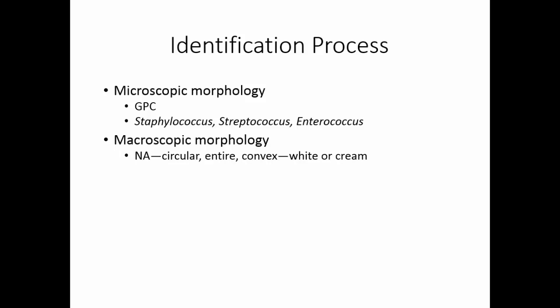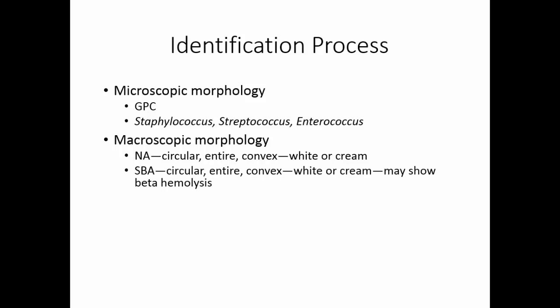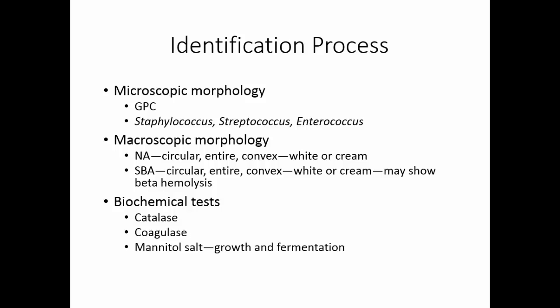On nutrient agar, Staphylococcus tends to grow as circular, entire, and convex colonies that are either white or cream-colored depending upon the species. On sheep blood agar, the colonies are also circular, entire, and convex, and white or cream-colored, and they may show beta hemolysis, depending upon the species. The next thing you do is your biochemical testing. For Staphylococcus, you'll need to do Catalase, Coagulase, mannitol salt to check for growth and fermentation, and Novobiocin susceptibility.